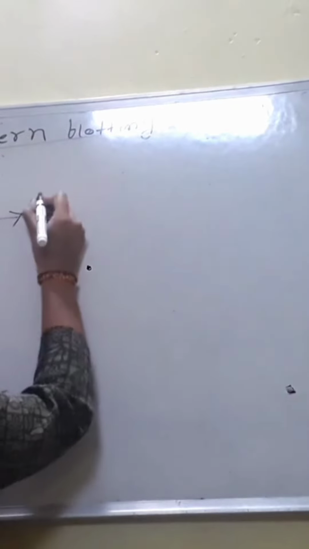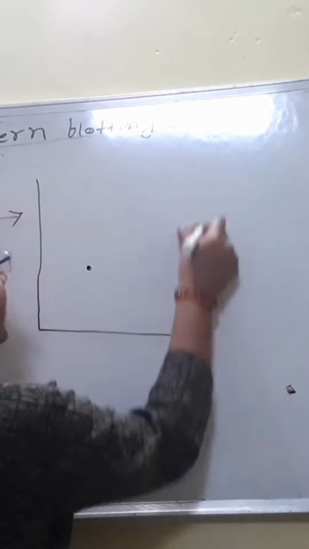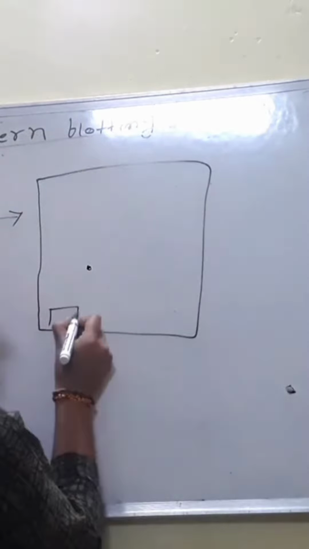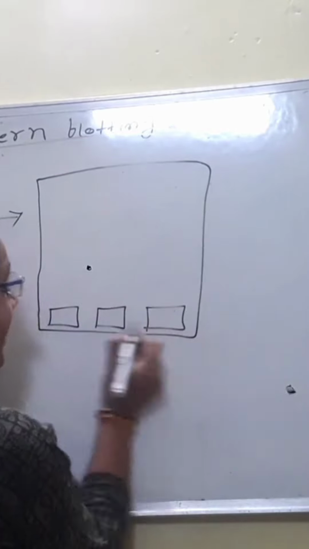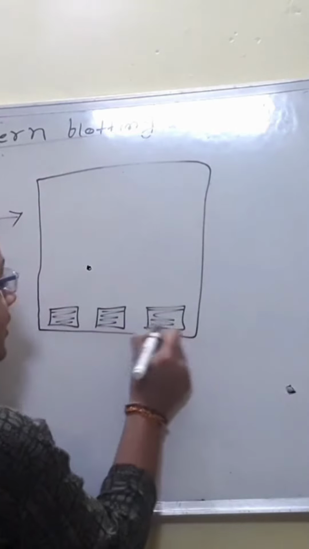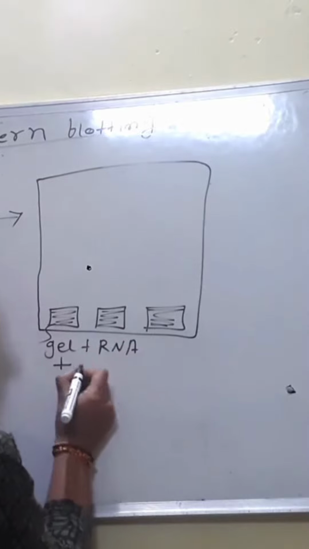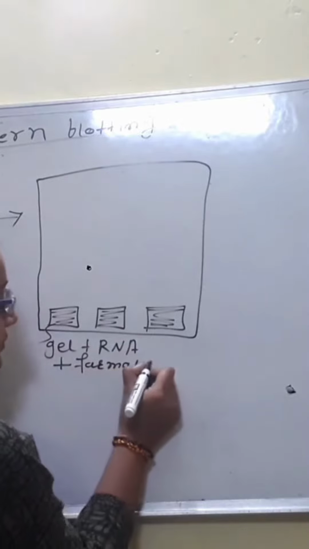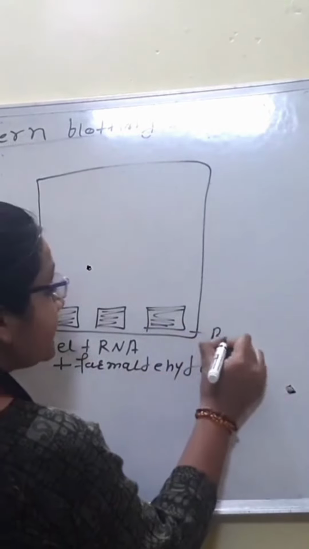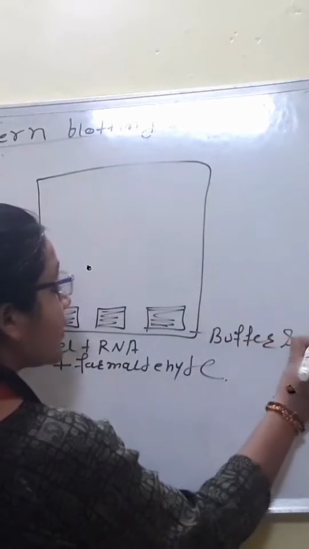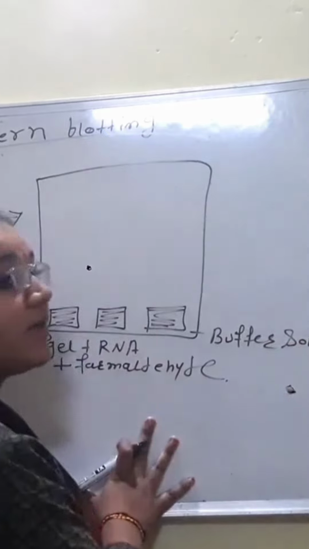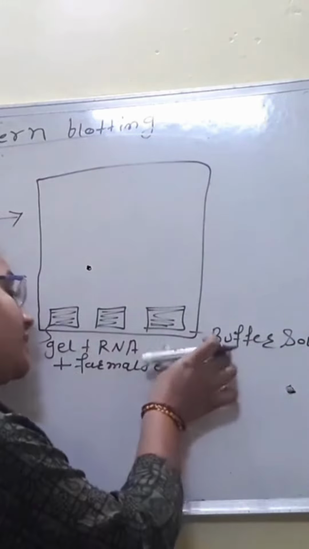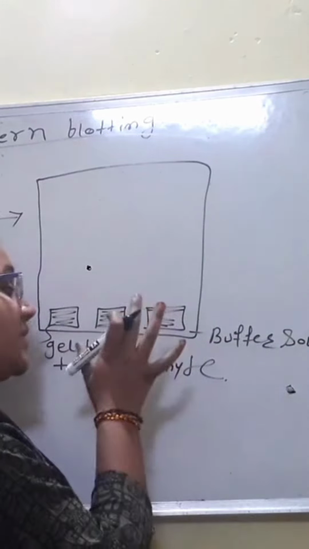These are our RNA molecules with gel, that is our cubes, to be added: gel plus our RNA molecule plus a formaldehyde solution with buffer solution. So we start with our electrophoresis apparatus. This gel with RNA solution moves in an upward direction.